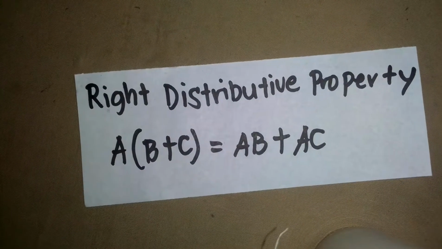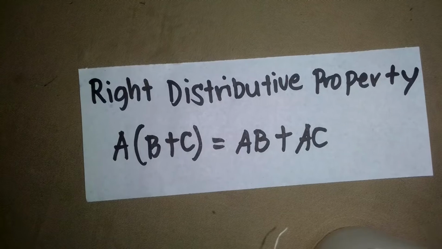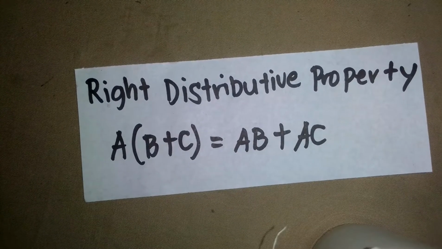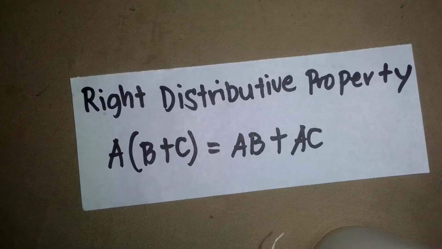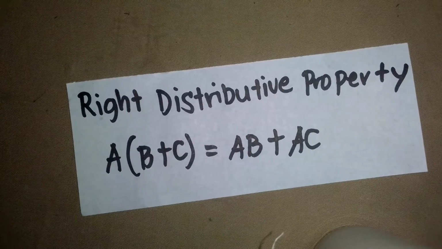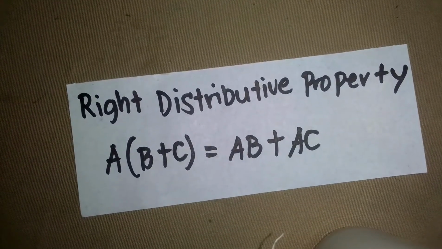The last one is the right distributive property. For example, A multiplied by the quantity of B plus C is equal to AB plus AC.